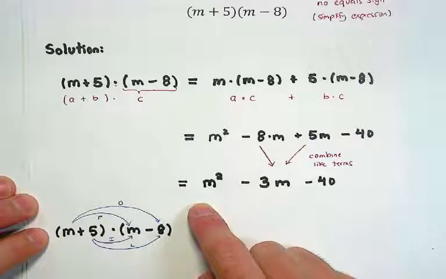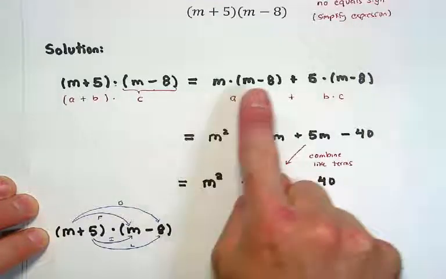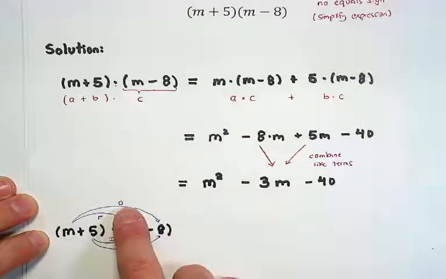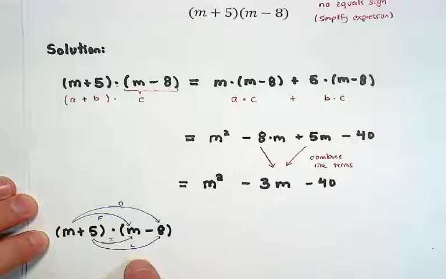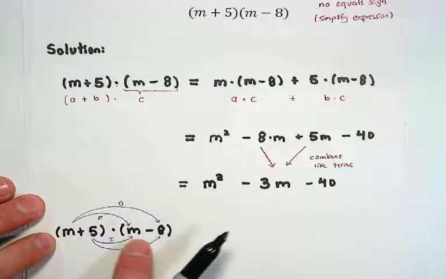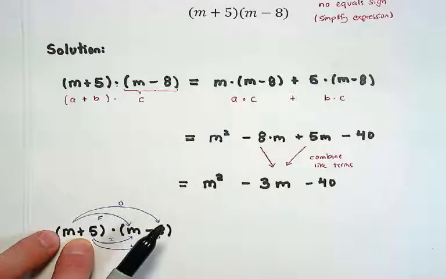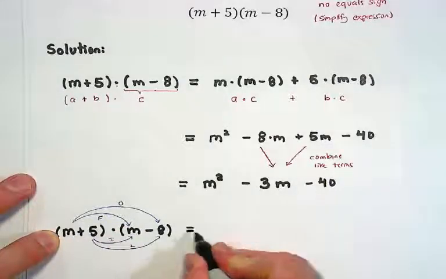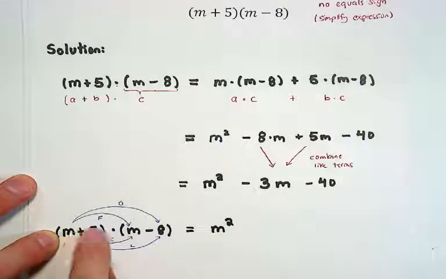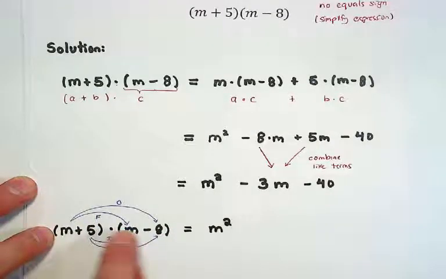I do want to call out a particular feature of using distributivity. Some of you may be aware of the idea of FOIL, which is first, outer, inner, last. The whole concept of FOIL is that I can multiply the first two terms together. If I look at this binomial, m comes first and m comes first. When I multiply those together, I get m squared. Then I do the outer terms, which is here's an outer and there's an outer.